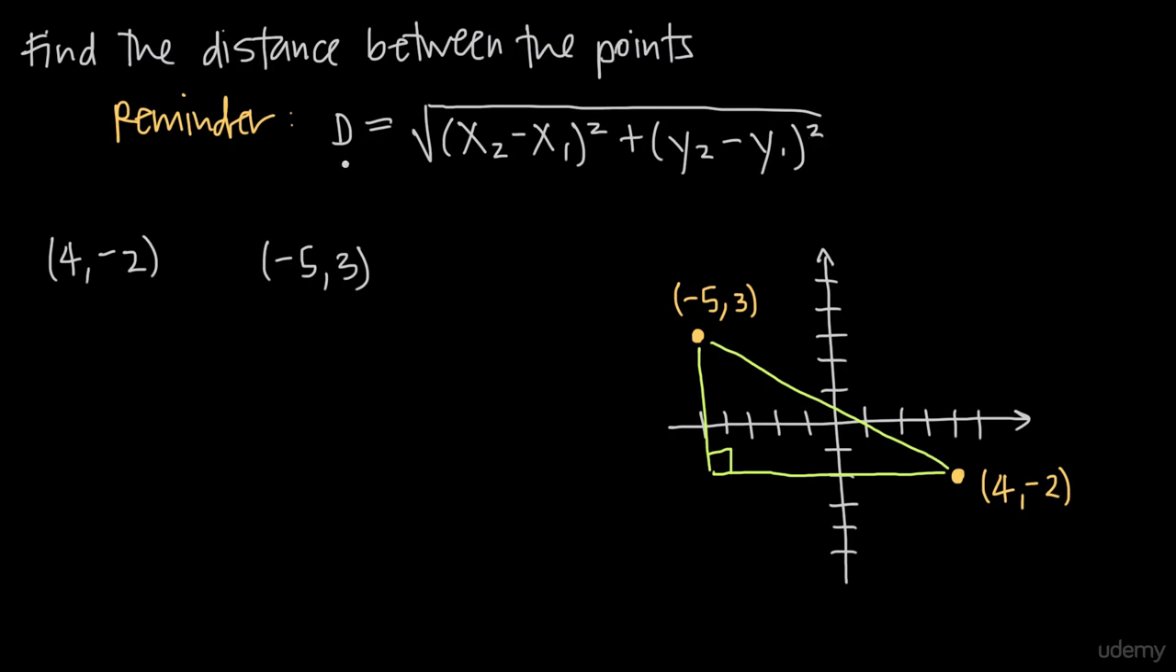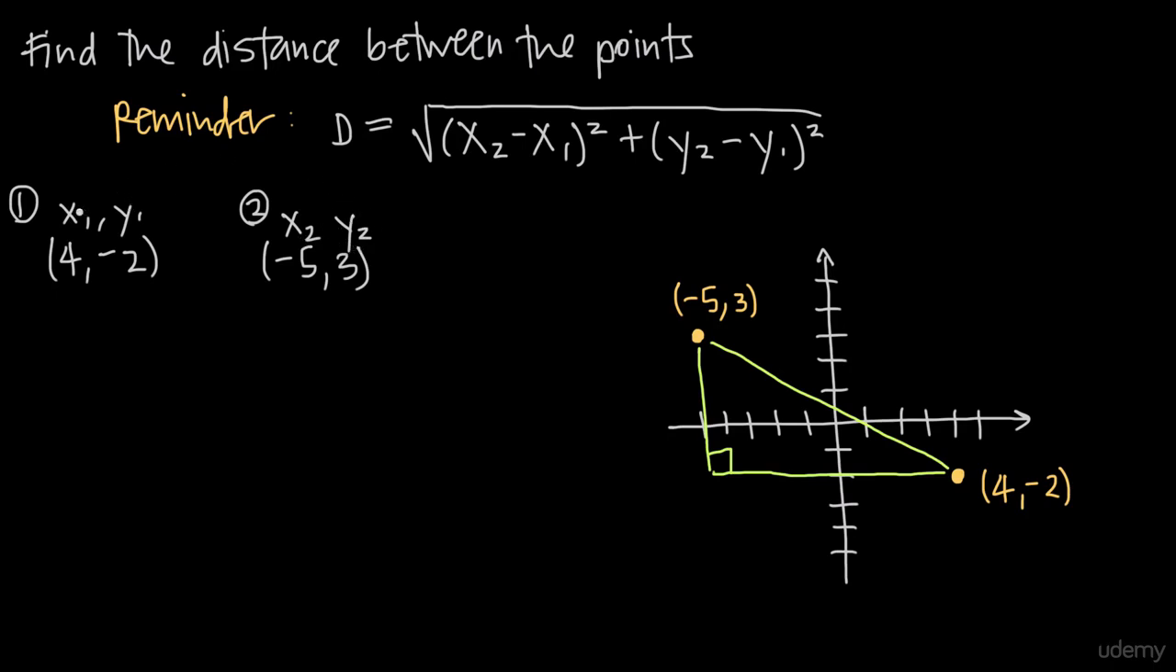If we want to find the distance between two coordinate points, all we have to do is say this point, for example (4, -2), is going to be point number 1, so we call this x sub 1 and y sub 1, and then this is going to be point number 2, so we call this x sub 2 and y sub 2. It doesn't matter which point you pick as point number 1 and which as point number 2, you just have to make sure that within a coordinate point you do x sub 1 and y sub 1, and for the other one you do x sub 2 and y sub 2.